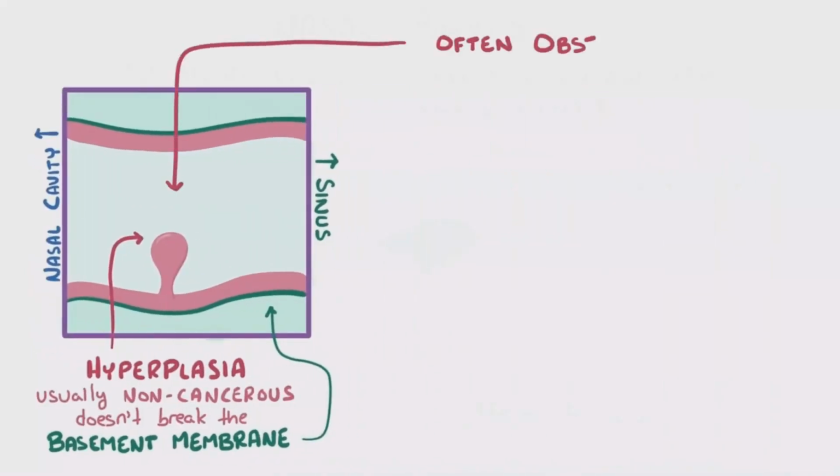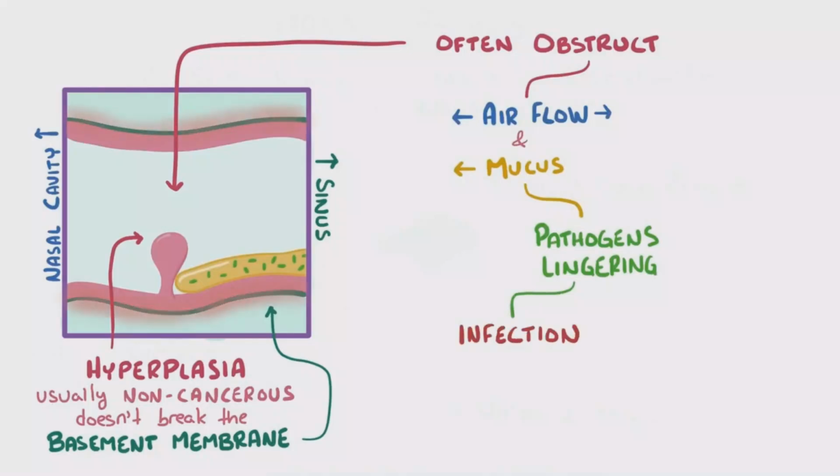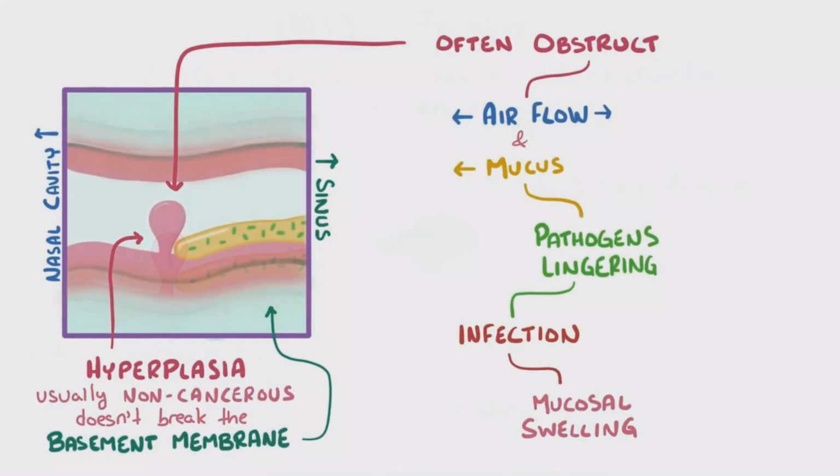Unfortunately, though, they often obstruct airflow as well as mucus drainage, which allows pathogens to linger in the sinuses and cause infections. Recurrent infections cause mucosal swelling as immune cells infiltrate the tissue and create an inflammatory response. This swelling makes airway obstruction and mucus drainage even worse.